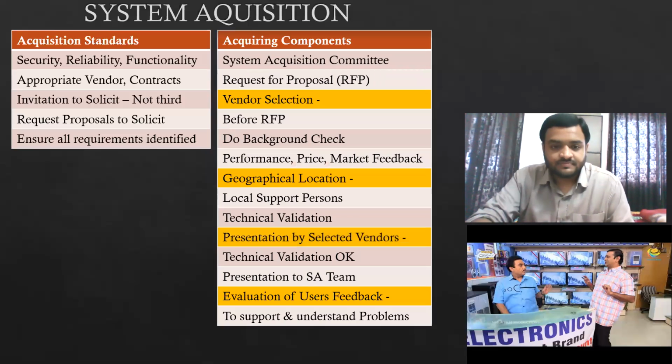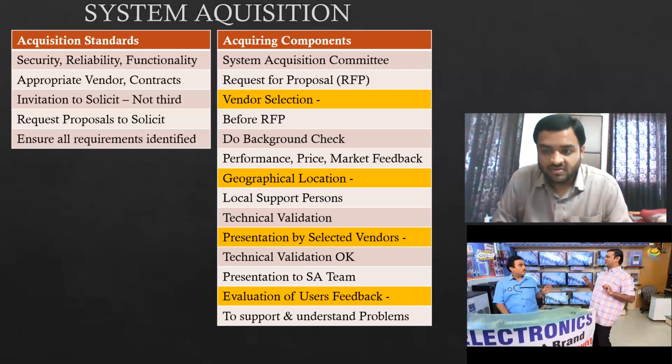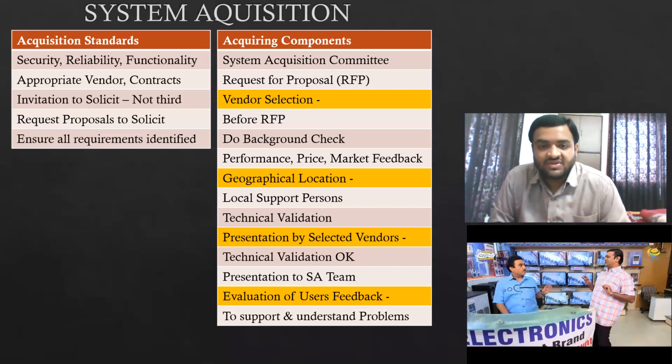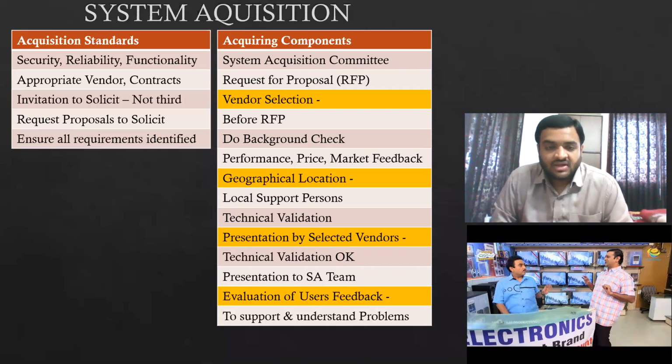Now let's see. Now we are acquiring components from the vendors. First we will prepare a system acquisition committee. It is like a steering committee or the recovery committee and all. These are probably the technicians in the organization, so that whenever we are purchasing the components, they will immediately check whether it is compatible for the organization or not. We will refer to the request for proposals.